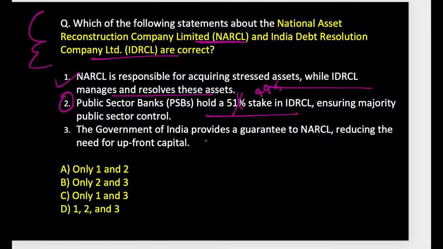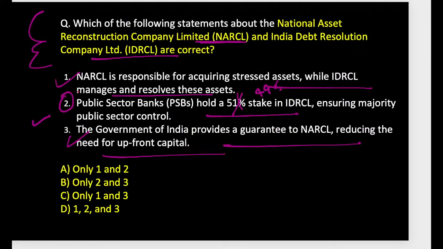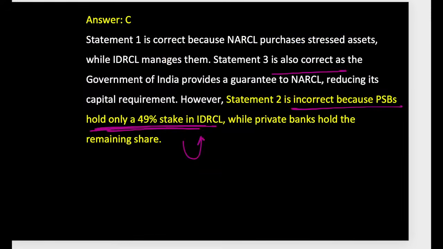We'll check this. The government of India provides a guarantee to NARCL, reducing the need for upfront capital. That is also correct. So what we have to find out: only one of the three should be the right answer. Let's check the first. People are saying A, no. So C. Statement 2 is incorrect, because public sector banks hold a 49% stake in IDRCL, while private banks hold the remaining 51%. The remaining two statements are correct in this case. That means this statement is wrong, and option C is the correct answer for this particular question.